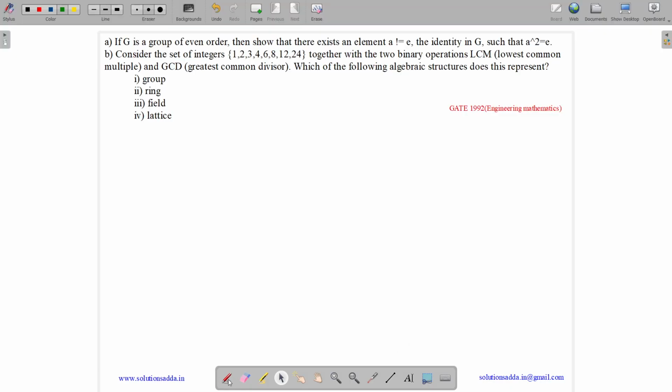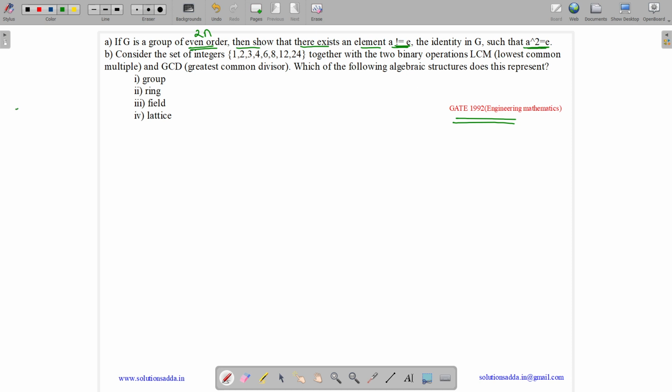This question belongs to engineering mathematics subject and was asked in GATE CSE 1992. So the question states, if G is a group of even order, meaning it has even elements, or we can say 2n elements, then show that there exists an element A which is not equal to E, where E is the identity element in G, such that A square equals E.